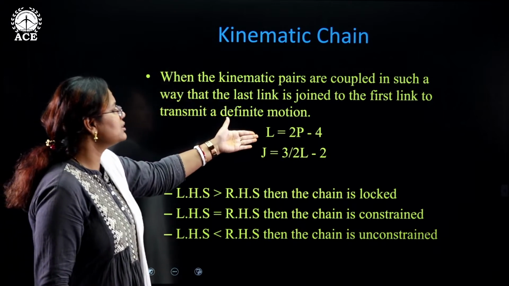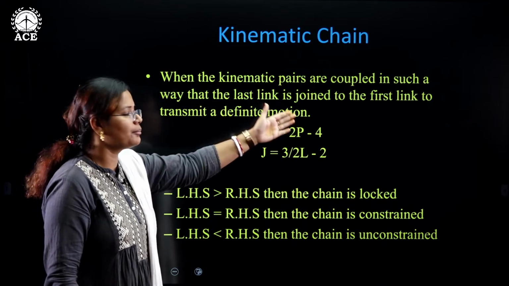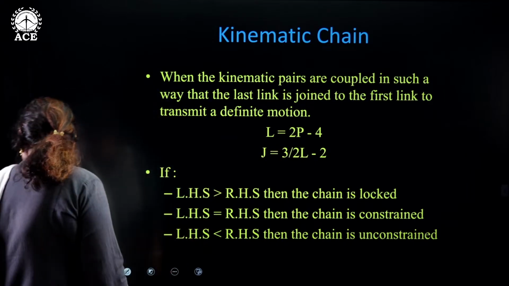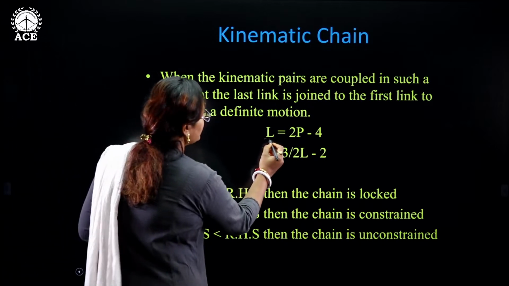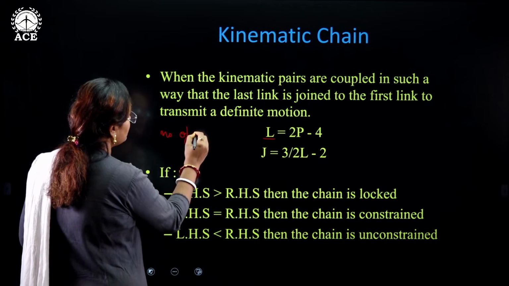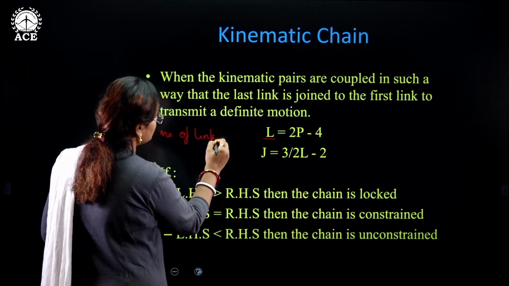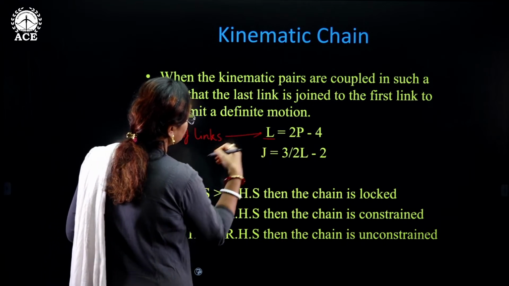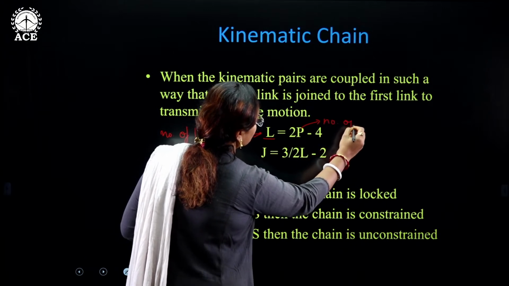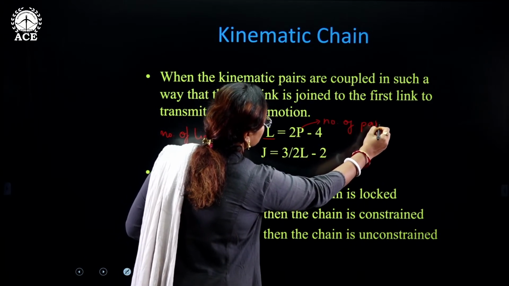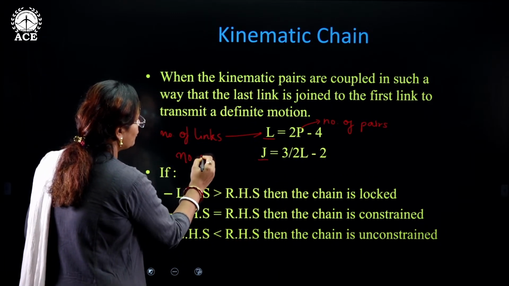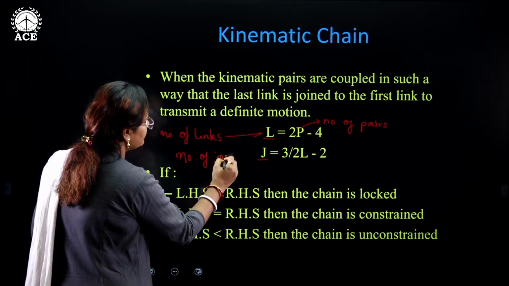Here you also have certain relations between number of links and number of pairs, also number of joints and number of links. Here L says number of links. Now what is P? Number of pairs. What is J? Number of joints.